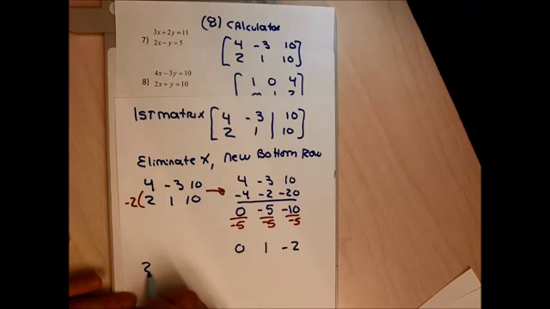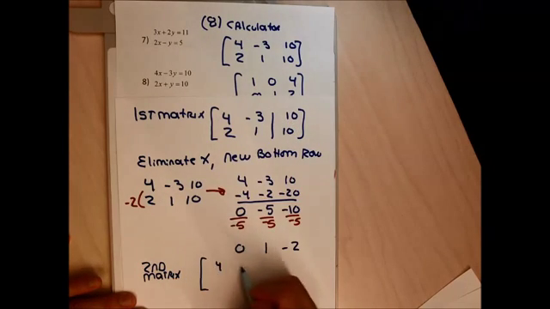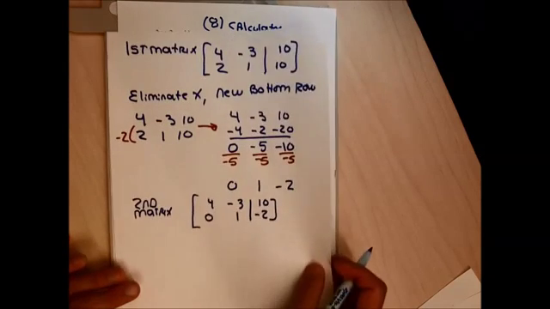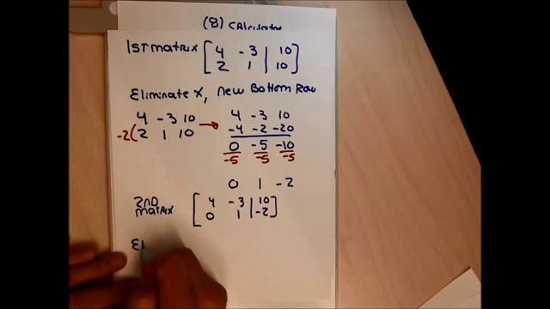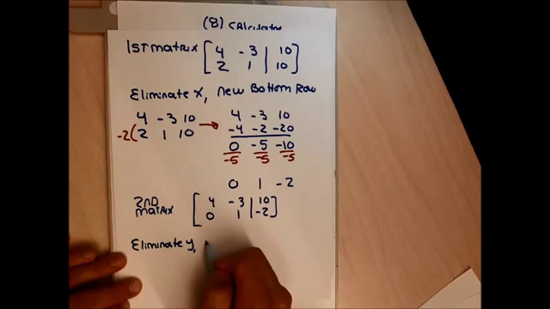I'm ready now for my second matrix. And that's going to be the bottom row of my second matrix, which means the top row doesn't change. It stays at 4, -3, and 10. And now the bottom row is going to be 0, 1, and -2. I need next to eliminate the y's and make that a new top row.